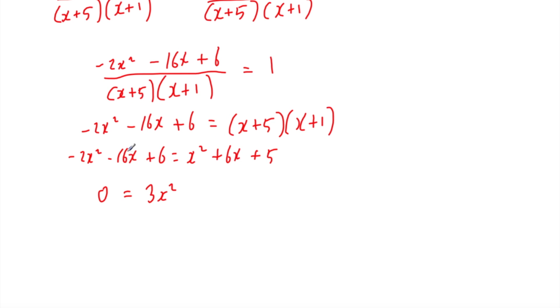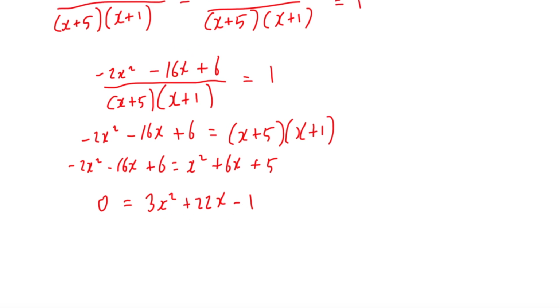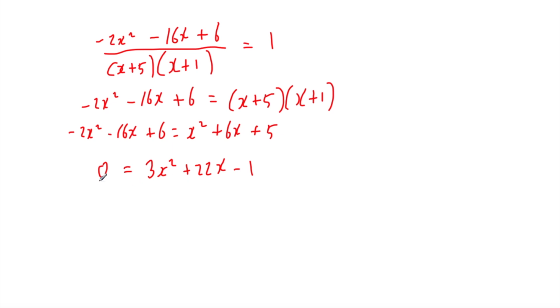You want to bring this to the other side, so you're going to add 16x to both sides. So you're going to add it on to our 6x, which would be plus 22x. And then taking away 6 would be minus 1. So we've now got 0 equals 3x squared plus 22x minus 1. Now remember the question wanted the answers to 2 decimal places, so we're going to probably be using the quadratic formula here. A equals 3, B equals 22, and C equals minus 1.